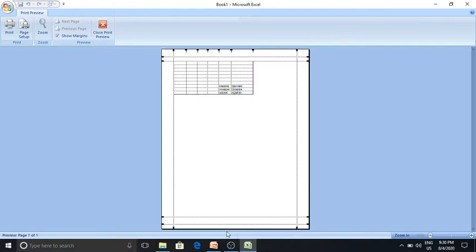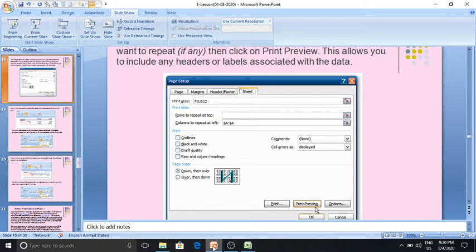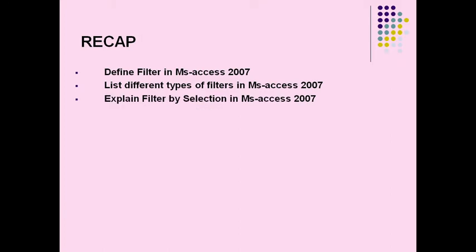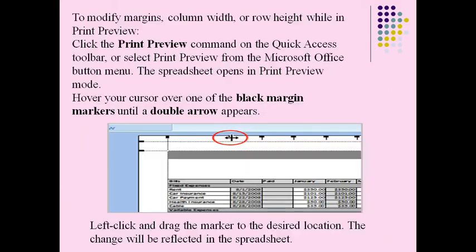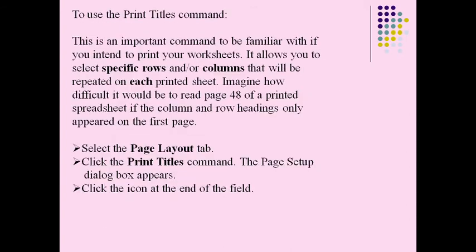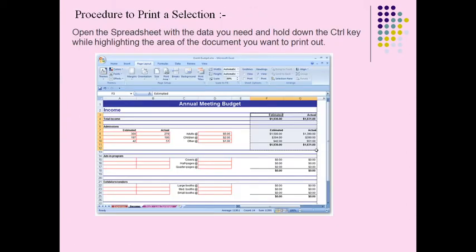Now let us go back to the PPT and see what is the next topic we are going to discuss. I think you are able to understand how to print the active sheet and what are the options on the print preview dialog box. Next topic we are discussing is procedure to print a selection. How to print a selection. So what is the procedure? What are the steps for printing a selection?